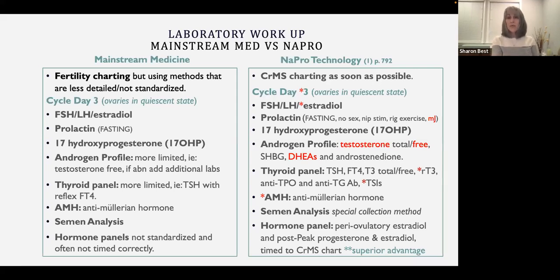The semen analysis is done on all of our infertility patients in both mainstream med and NaPro. Only we do ours with a special collection method that is morally acceptable, that I have a full slide on coming up. We both do hormone panels.